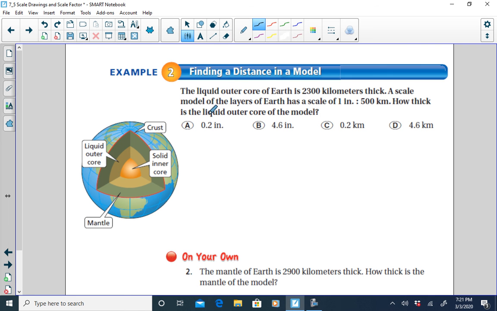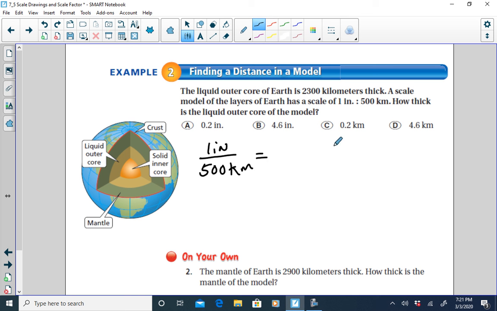Okay, next example. The liquid outer core of Earth is 2,300 kilometers thick. A scale model of the layers of the Earth has a scale of 1 inch is 500 kilometers. How thick is the liquid outer core of the model? Well, I start with that scale of 1 inch is 500 kilometers.